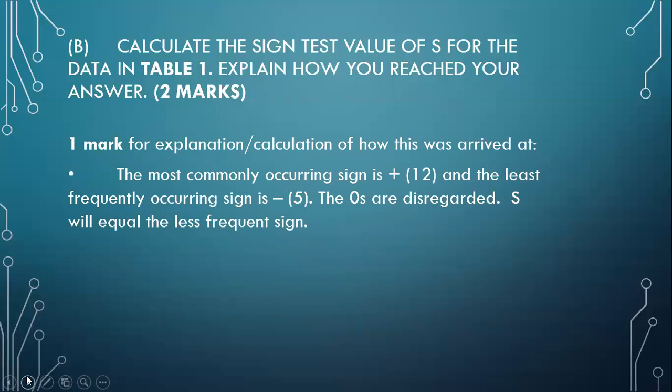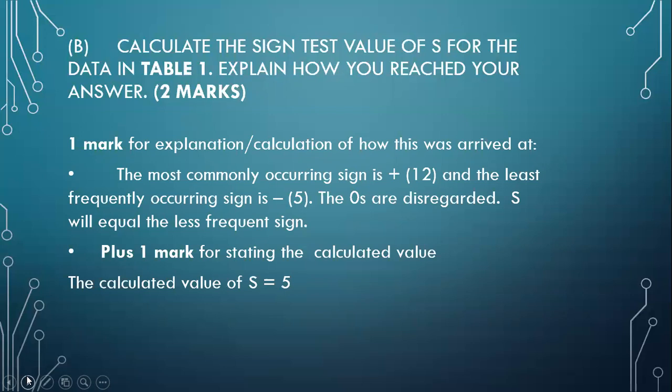So explain. The most commonly occurring sign is the plus, which is 12, and the least frequently occurring sign is the minus, which is 5, and zeros are disregarded. S will equal the least frequent sign. So I've answered the second part of the question. You don't need to do them in order, right? So we've explained how we reached it, and then we get 1 mark for stating the calculated value: the calculated value of S equals 5.